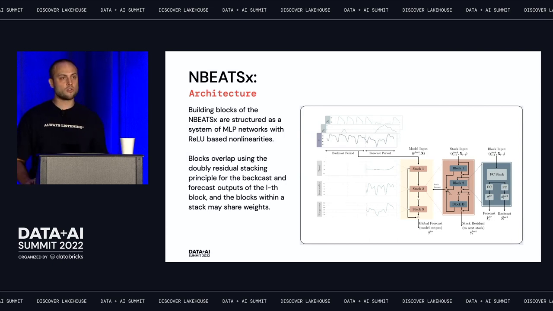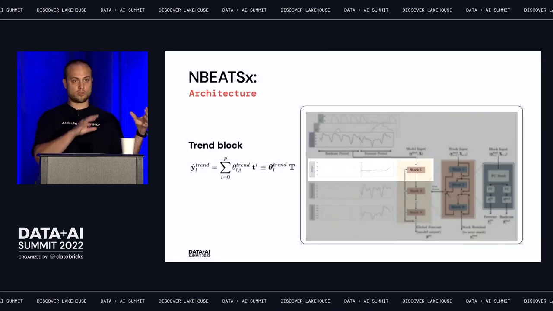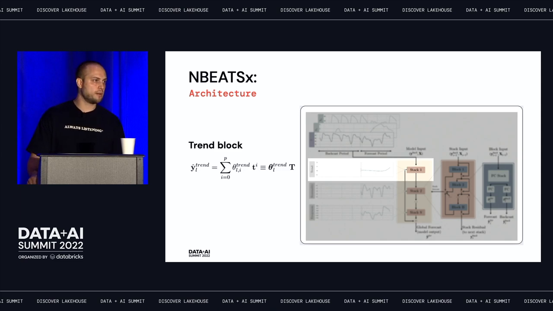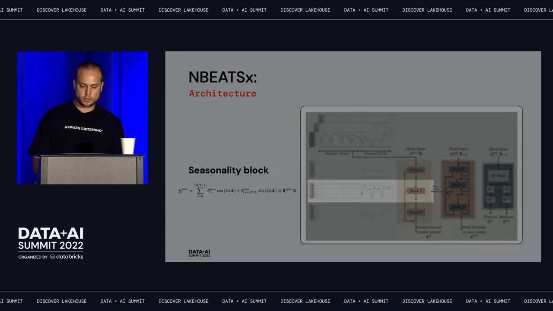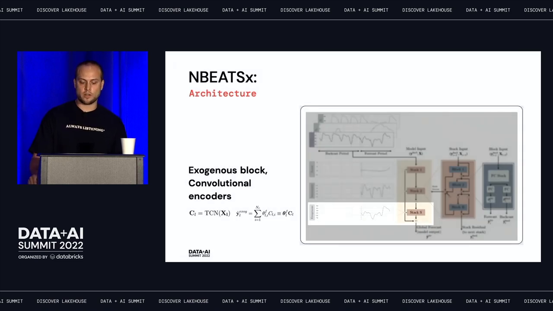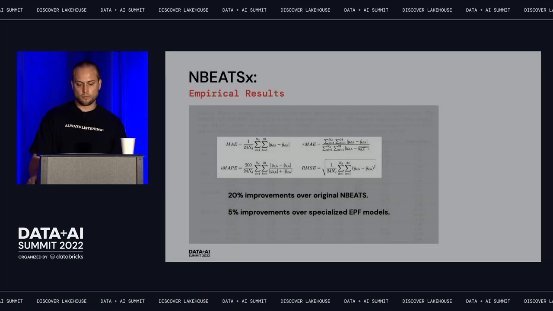So the architecture is we have this neural network with different multi-layer perceptron layers, and those layers are going to decompose the data that we have into three blocks. We're going to have a trend block where we approximate the signal using a polynomial function. Then we have the seasonality block, which, as you can imagine, we approximate with a harmonic series. And then finally, we're using these exogenous encoders to explain the impact of the exogenous variables. And we tested this model, as you can read in the paper, with electricity market data from five different countries, and we were able to achieve very good results.